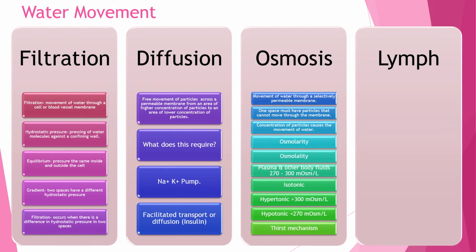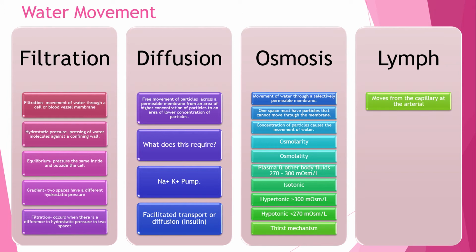The thirst mechanism is an example of how osmosis helps maintain homeostasis. The feeling of thirst is caused by the activation of cells in the brain that respond to changes in extracellular fluid osmolarity.